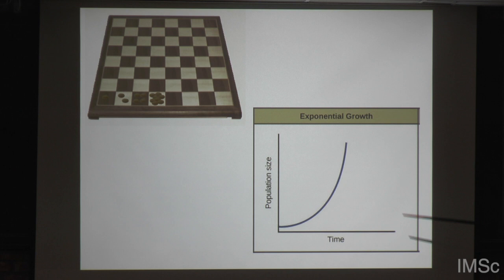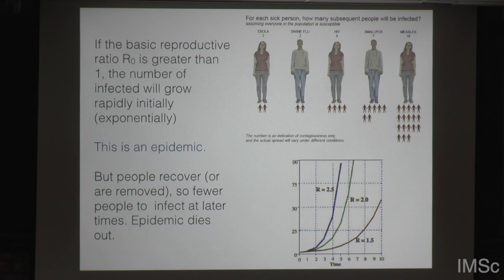And whether R0 is greater than 1 is whether you enter this exponentially growing phase where you increase very sharply before saturating and then coming down, or do you not enter that? And that's really what you call an epidemic, an exponentially increasing number of cases as the time goes on. So if the basic reproductive ratio is greater than 1, the number of infected will grow rapidly initially. So here are some numbers for diseases. Ebola reproductive ratio is 2. Swine flu is 2, HIV is 4, smallpox is 7, measles is 18. That's the sort of number of people.